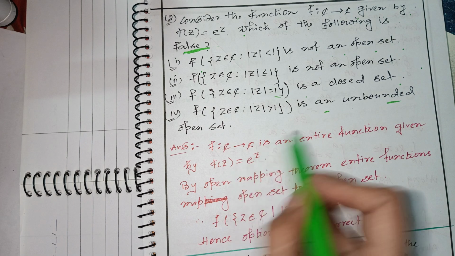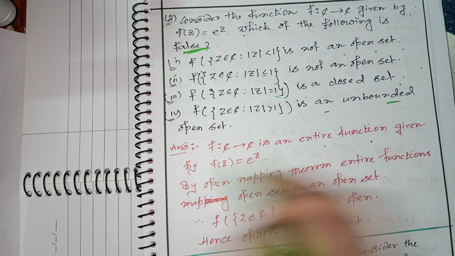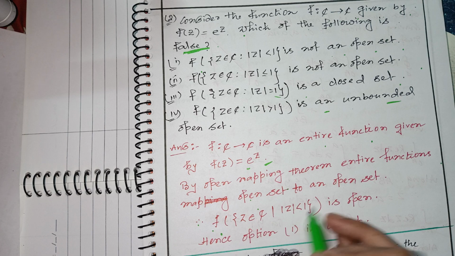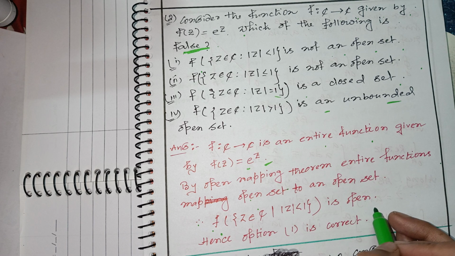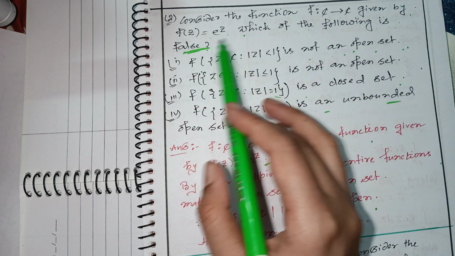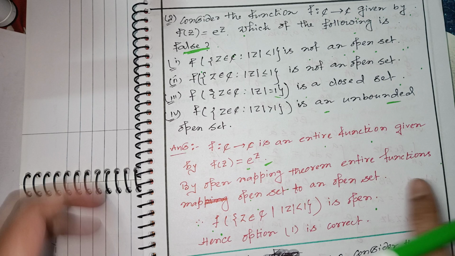Okay. So here f from C to C is an entire function given by f(z) equals e to the power z. So for an entire function, by the open mapping theorem, an entire function maps open sets to open sets. So f of mod z less than 1 is an open set. So the first option says not an open set, and here we need to find the false option. So the first one is correct.